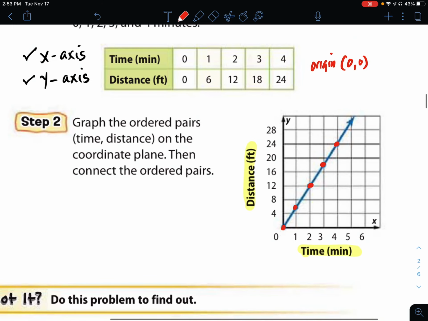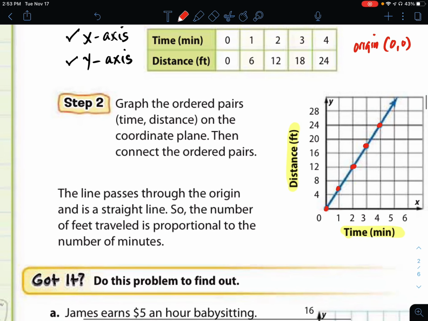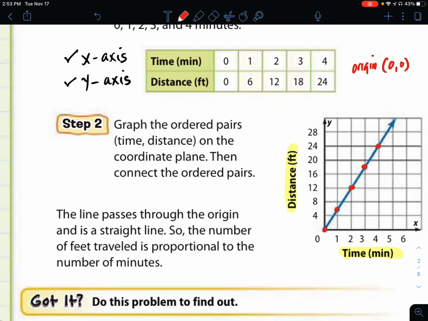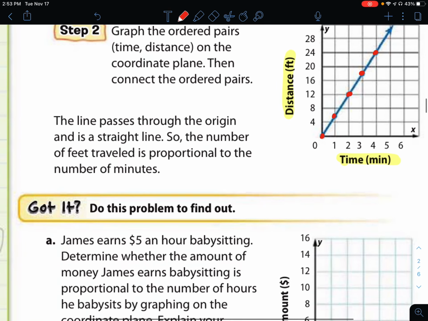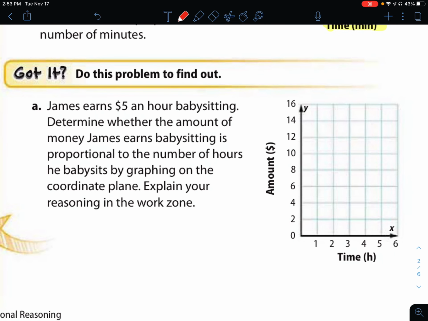So what does that mean? According to our definition, if it's a straight line, it passes through the origin. Okay, so the number of feet traveled is proportional to the number of minutes. Okay, all right. Do the got it problem. Follow the same steps, and let's see if you understand it.